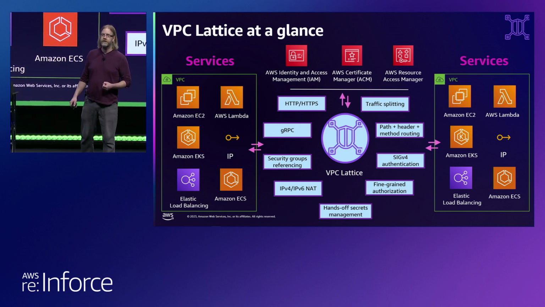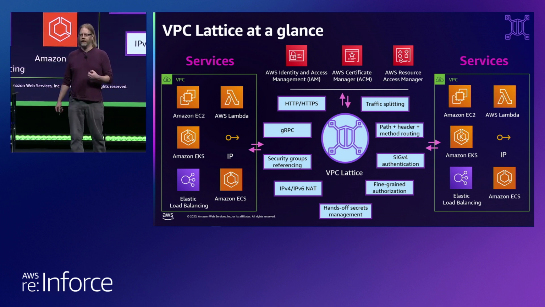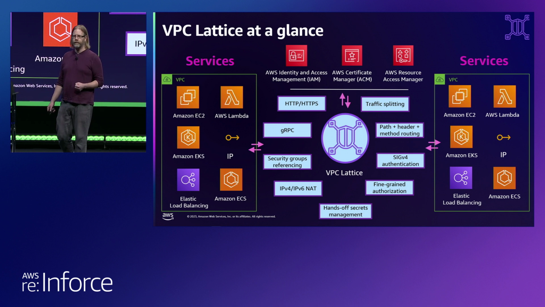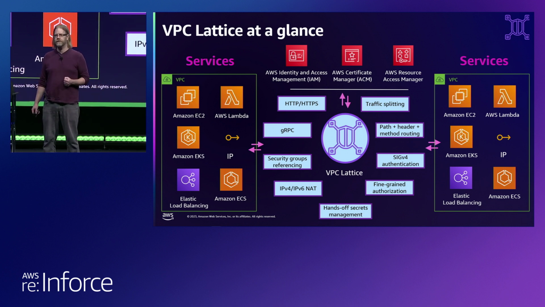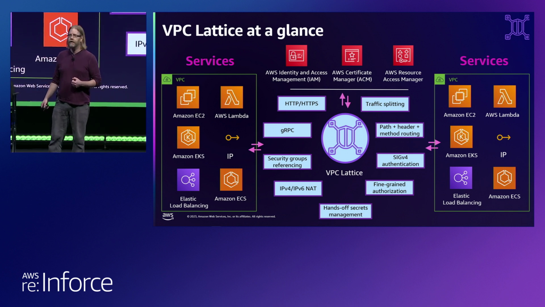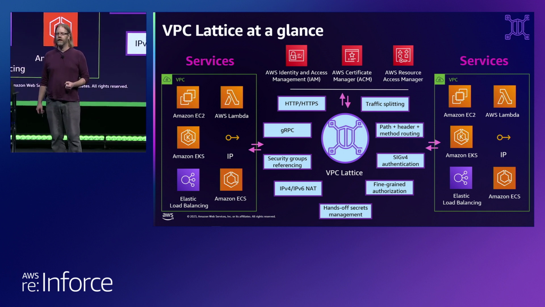We also have our certificate manager. Most people know about this. This, of course, is allowing Lattice to use certificates. It will pull from the ARN that you have when you add the certificate in the certificate manager. And then to share this with multi-account, we have AWS Resource Access Manager.